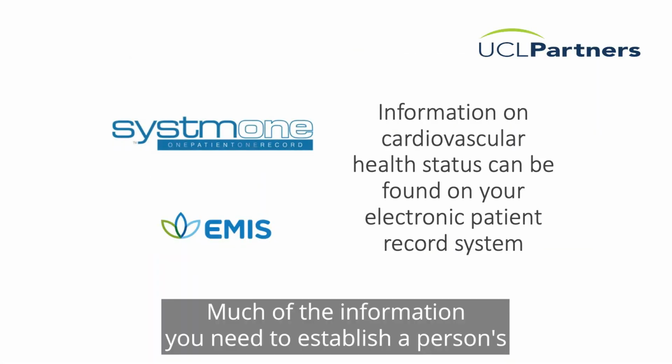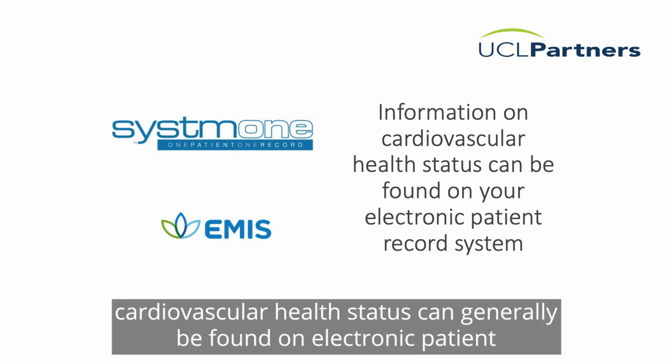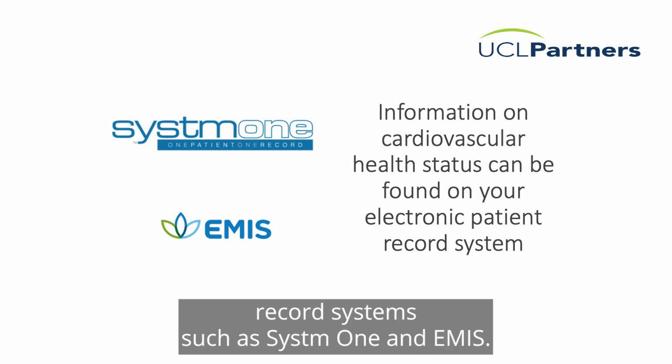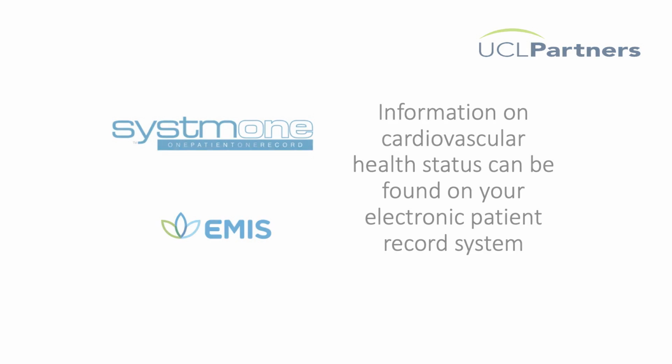Much of the information you need to establish a person's cardiovascular health status can generally be found on electronic patient record systems such as System 1 and EMIS.